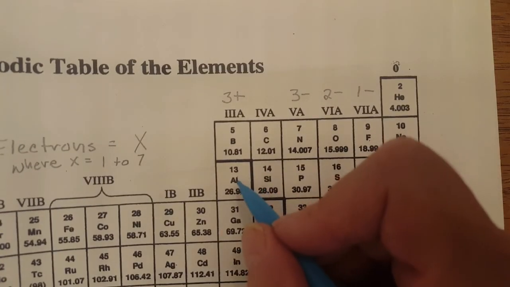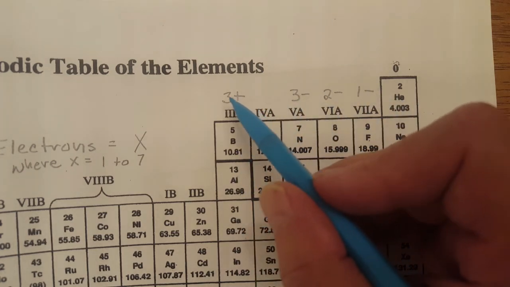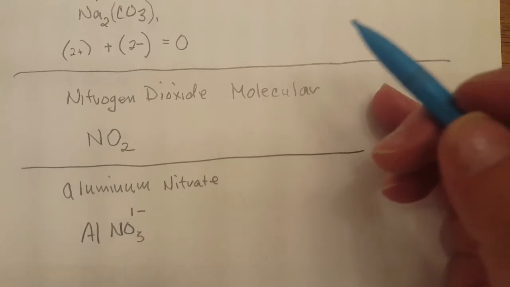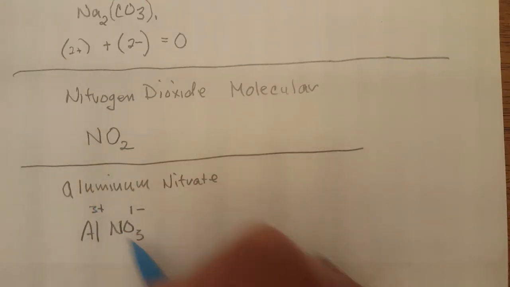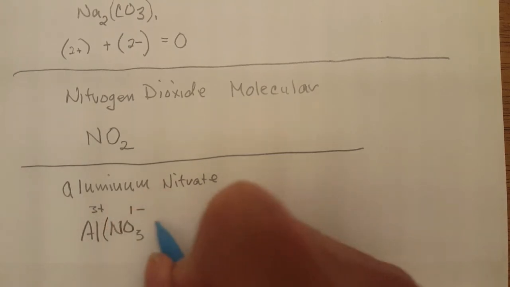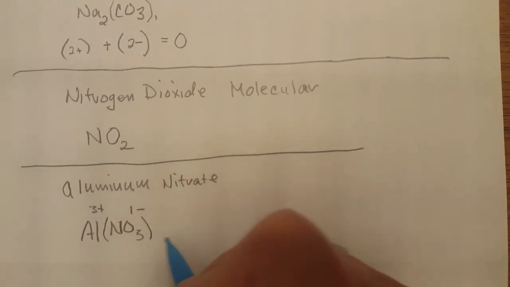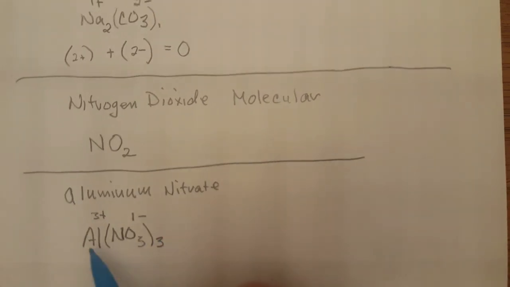There it is. It's a monocharged species. It's going to give up 3 electrons and end up with a charge of 3 plus. So this is 3 plus. We then cross these. Aluminum gets a 1. Nitrate, we have to put in parens, gets a 3. So this is aluminum nitrate.